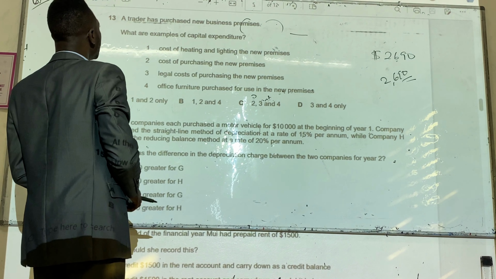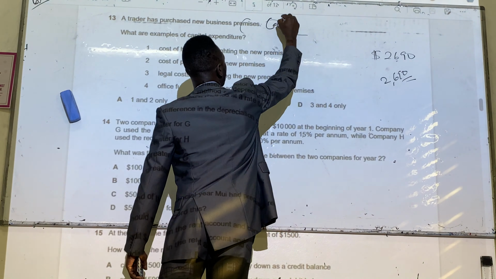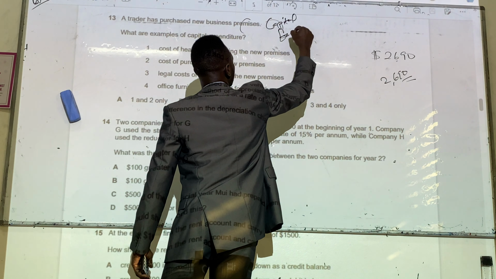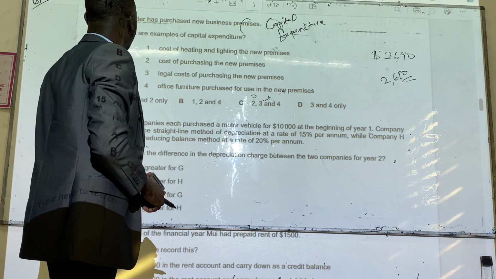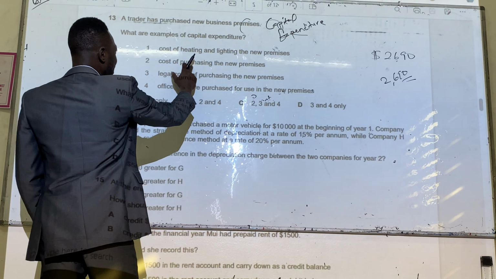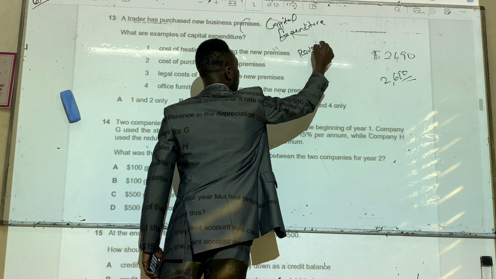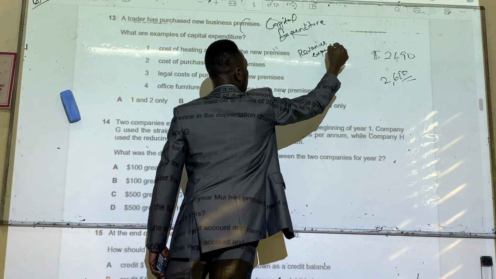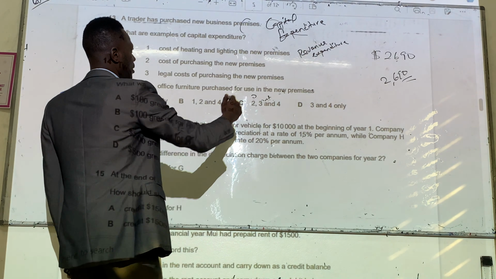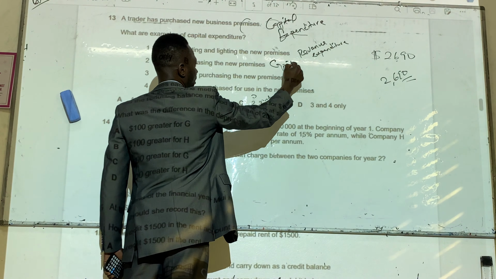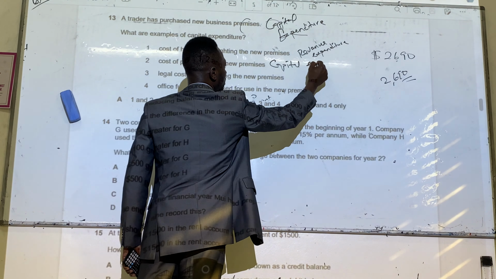They said the trader purchased a new business premises. That is capital expenditure. What are examples of capital expenditure? Cost of heating and lighting for the new premises. That's revenue expenditure. Cost of purchasing the new premises. This is capital expenditure because that's spending on new assets, or non-current assets.